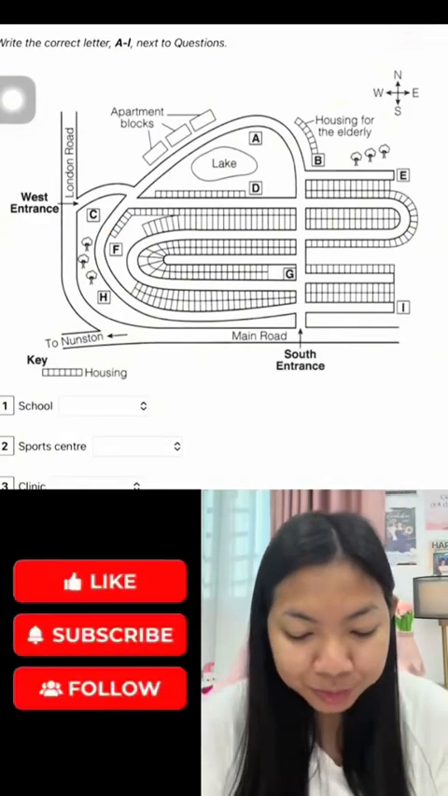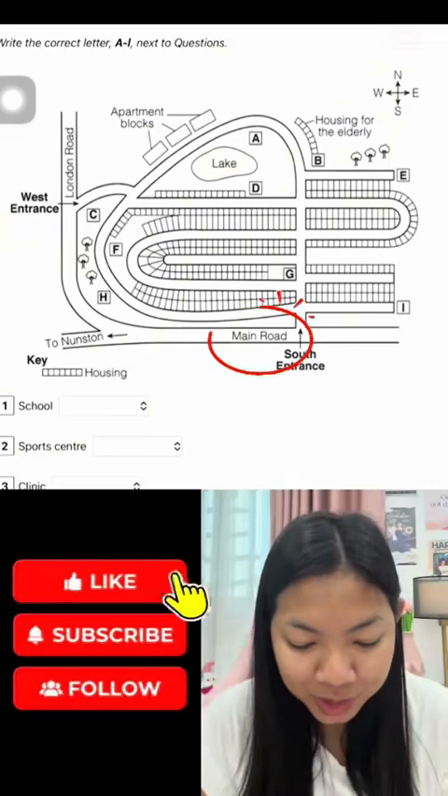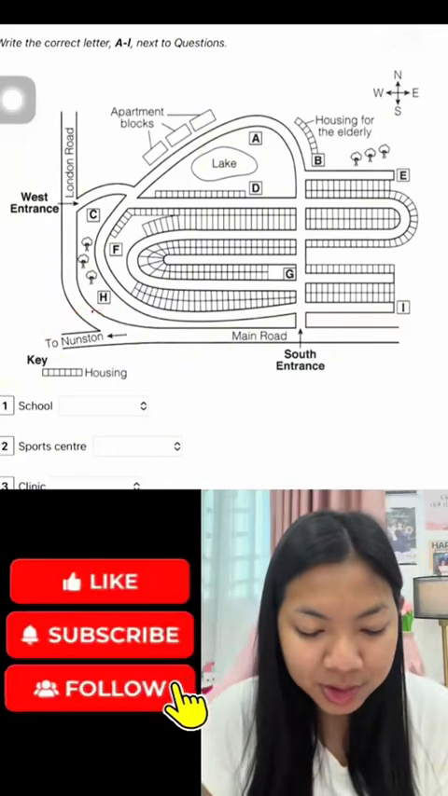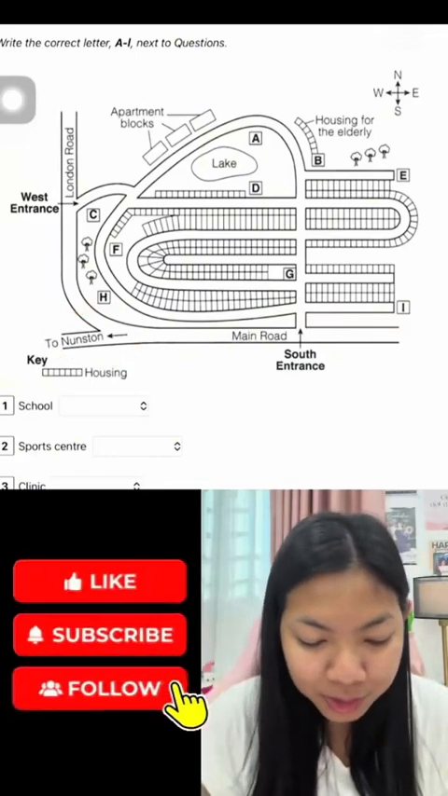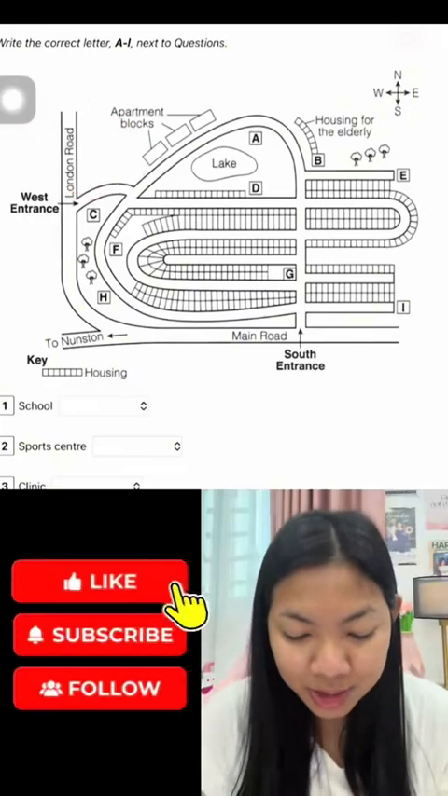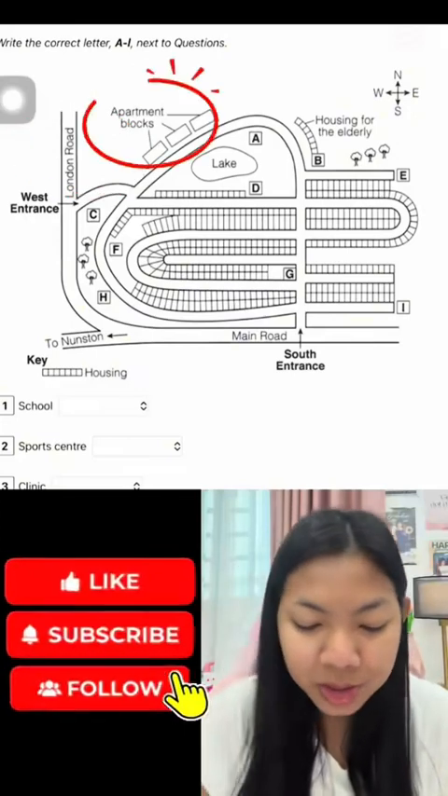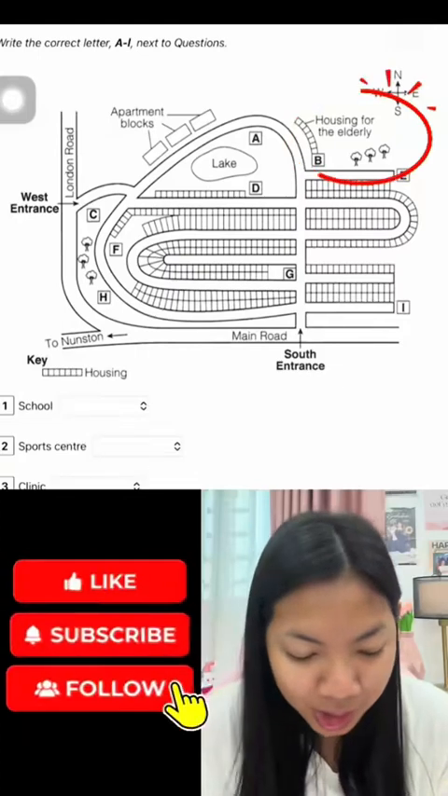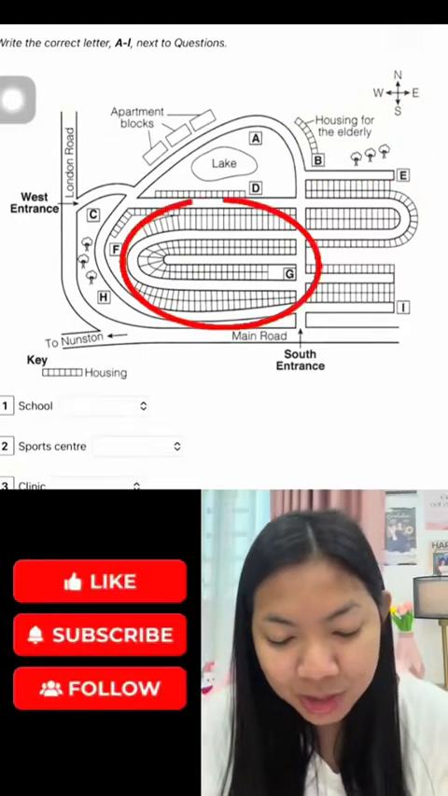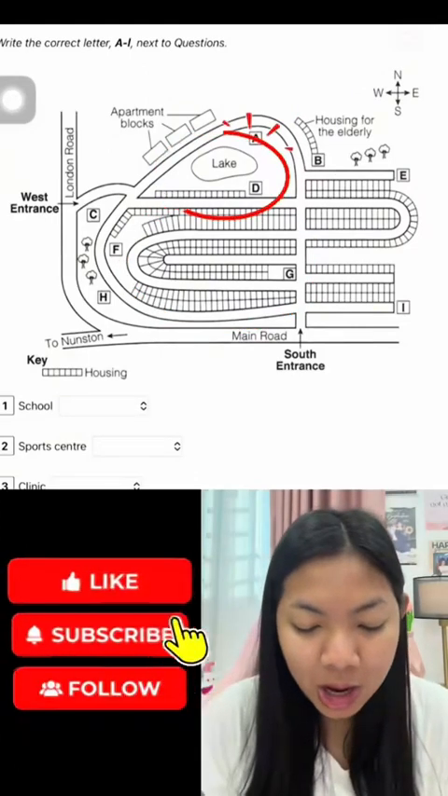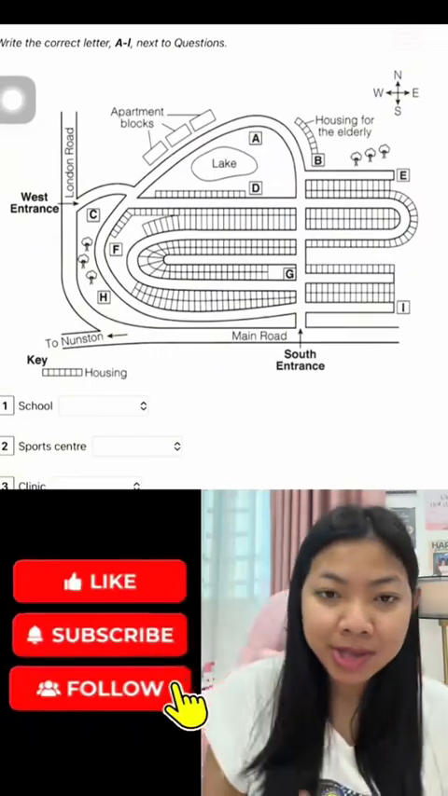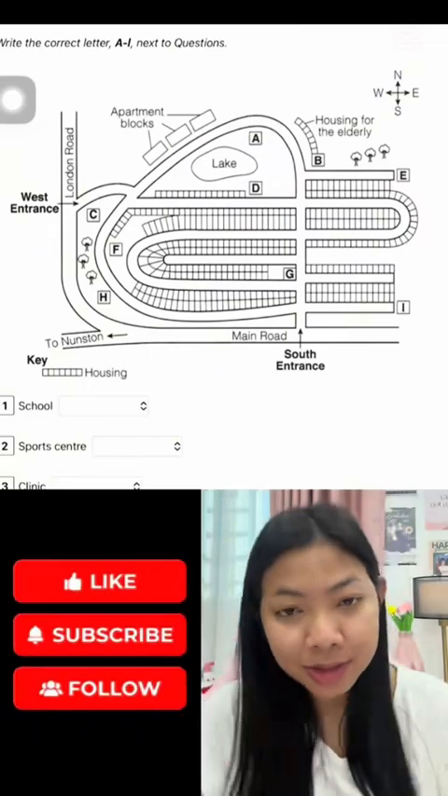For example, the main road is next to south entrance, on the right side, and then goes to the north, and if you go up a little bit, it's going to be London Road. And there are 3 apartment blocks, and there is also housing for the elderly and 3 trees next to that, and there are also a lot of houses in there, and there is one lake between A and B and D, sorry. So you need to understand the map. First thing, understand the map.